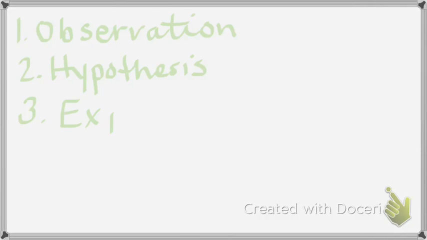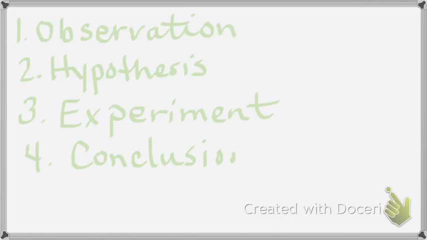Experiment. Also known as testing. Step number 4. Conclusion. Now remember, your conclusion can support your hypothesis or not support your hypothesis. If the conclusion does not support the hypothesis, typically we go back to the hypothesis and maybe rewrite the hypothesis, or we go back into the experiment and see if maybe we made some errors in the experiment before we just disregard the hypothesis altogether. But a conclusion can either support your hypothesis or not support your hypothesis.